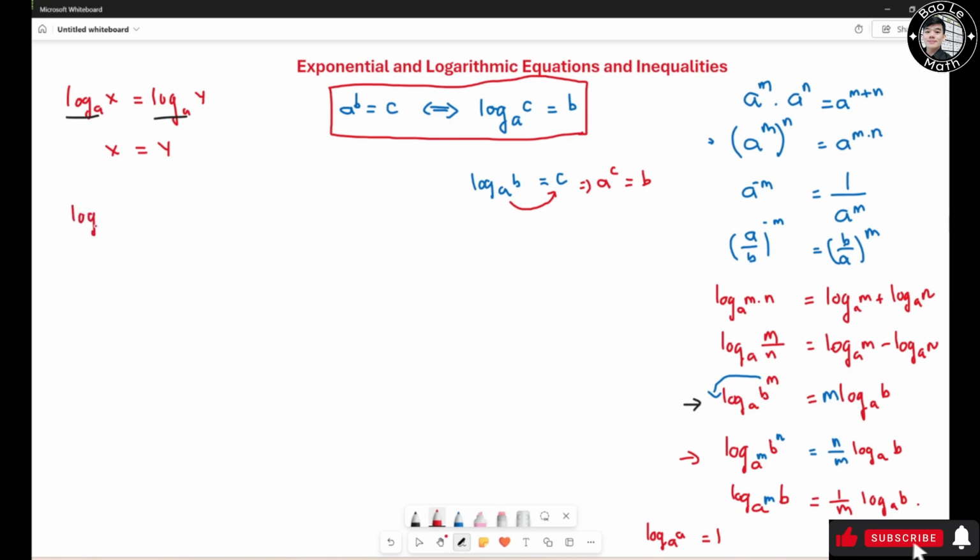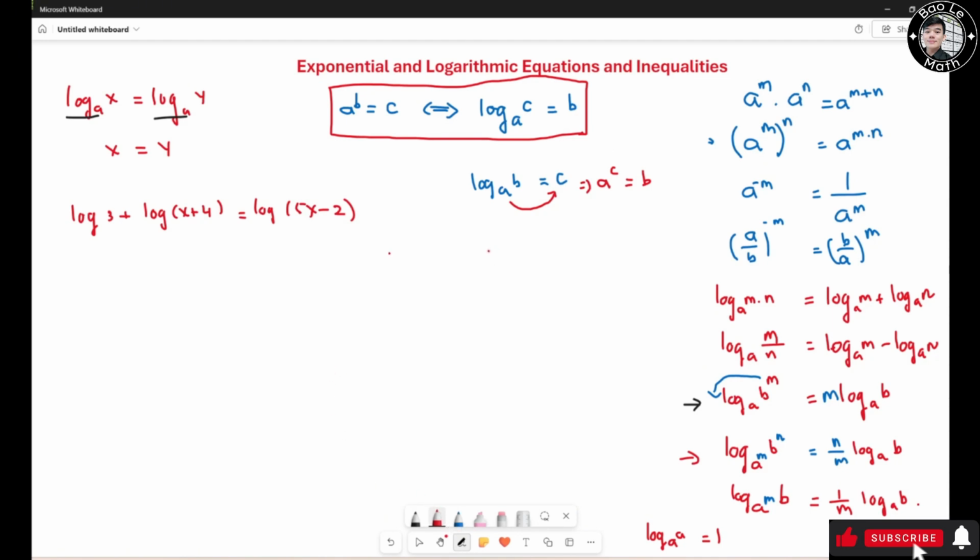Alright, so let's move on to the next example. Log 3 plus log s plus 4 equals log 5s minus 2. Alright, so first you need to find the domain, right?